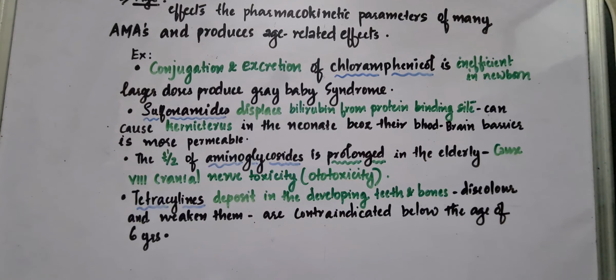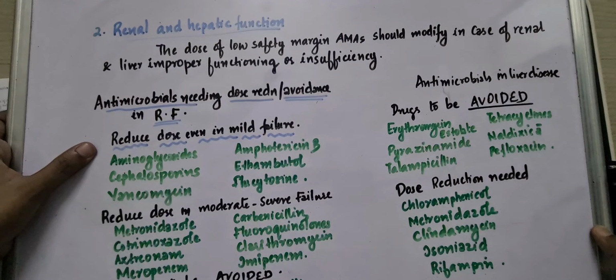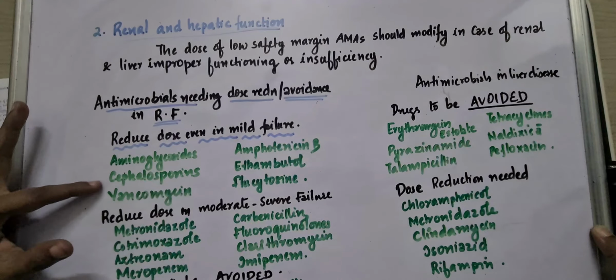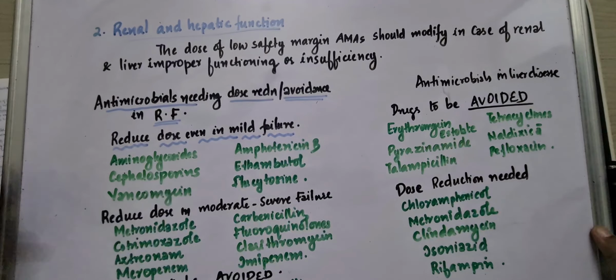Next factor we take into consideration is renal and hepatic function. If the patient is having improper functioning or insufficiency of renal or liver, then the dose of the low safety margin antimicrobial agent should be modified. Let's see some examples of antimicrobials which need dose reduction or avoidance in renal failure. Even if a mild failure is there, we have to reduce dose for certain drugs. Let's see which are they. Aminoglycosides, cephalosporins, vancomycin, amphotericin B, ethambutol, flucytosine.